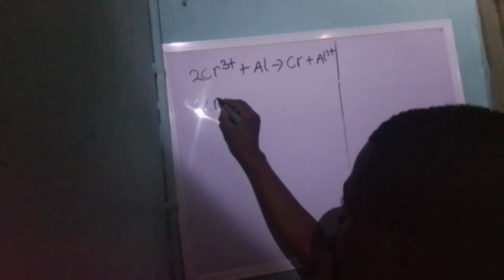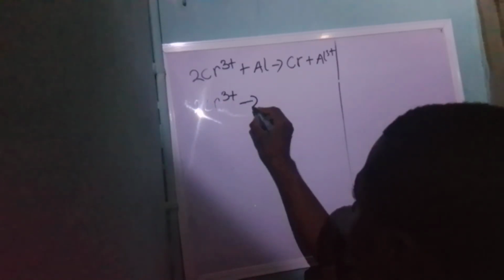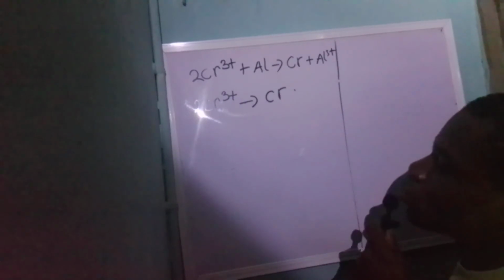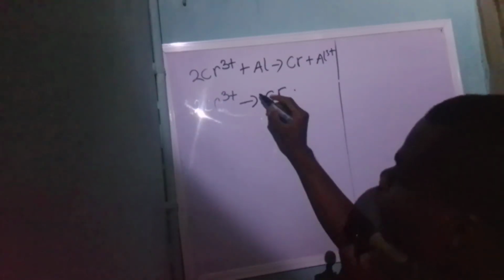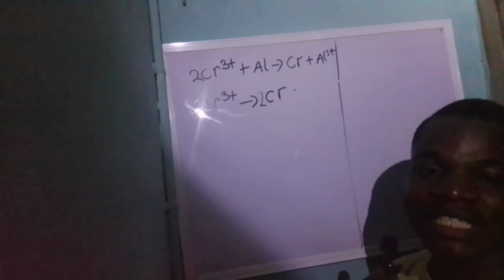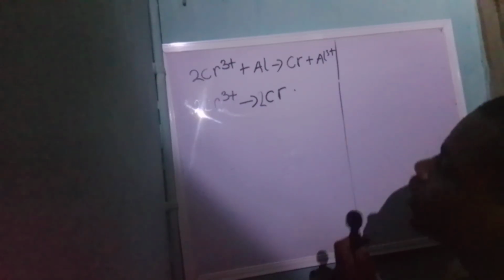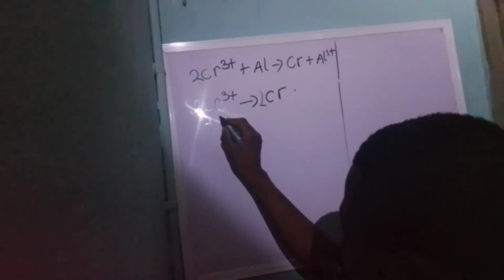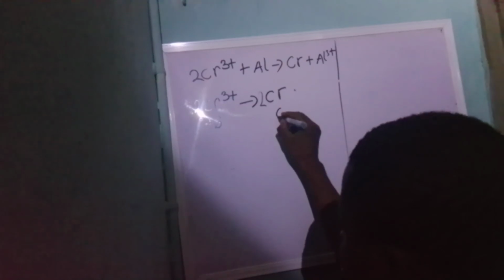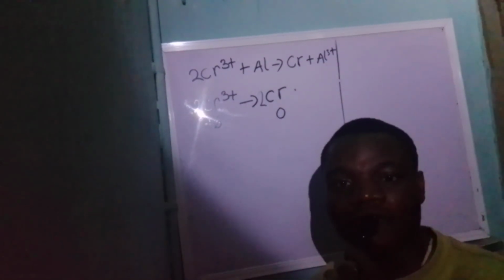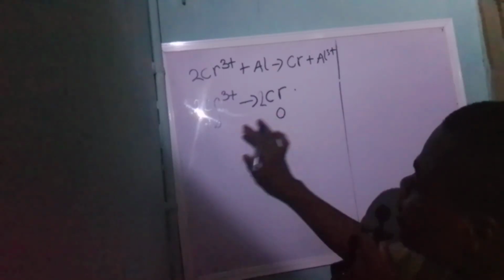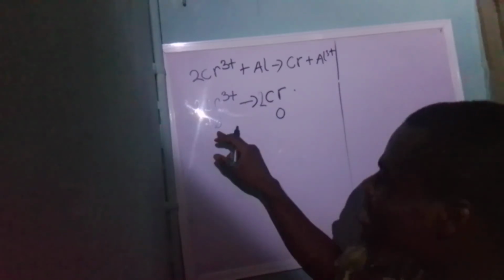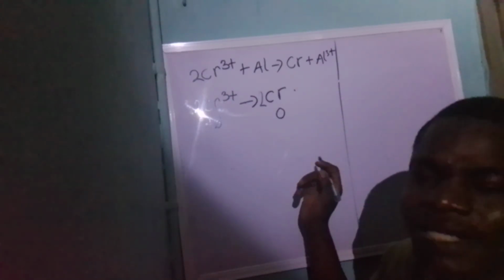I have 2Cr3+ and Cr. The first thing to do is balance the number of atoms. Here I have 2, so I put 2 here. Now 2 times plus 3, I have plus 6 here. Here I have 0. To make sure both are balanced, I'm going to add 6 electrons here so that I can have 0. Hope you are getting that.